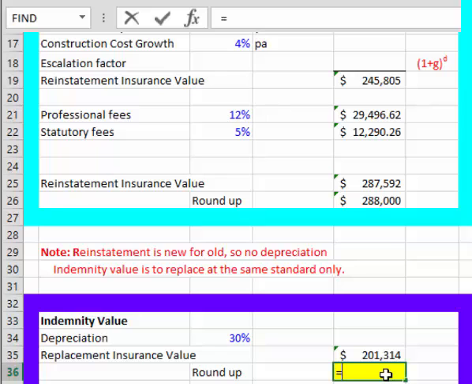Again, we're going to round that, and so we use the round function. We could do this by hand, and here we'll take our value and then we'll round it again to the nearest 1,000. So that'll be -3, close brackets. That gives us about 201,000. So in one case we're insuring for 288,000 for the new for old insurance policy. Here we're only insuring for 200,000 in the circumstance where we really only want to insure the value for its current worth. That's all there is to it.